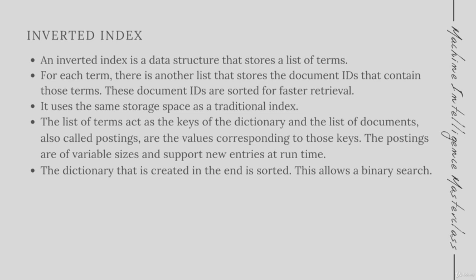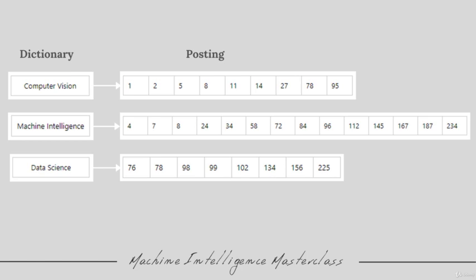The list of terms act as the keys of the dictionary, and the list of documents, also called postings, are the values corresponding to those keys. The postings are of variable sizes and support new entries at runtime. Moreover, the dictionary that is created in the end is sorted. This allows a binary search to be performed on it.